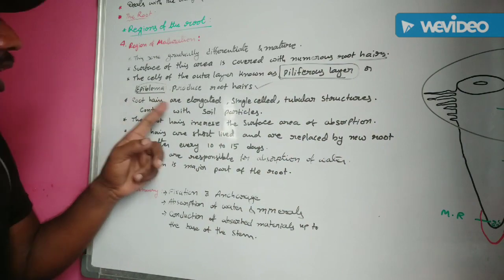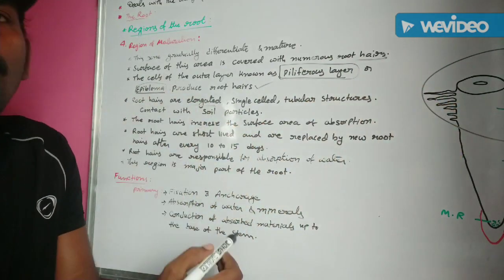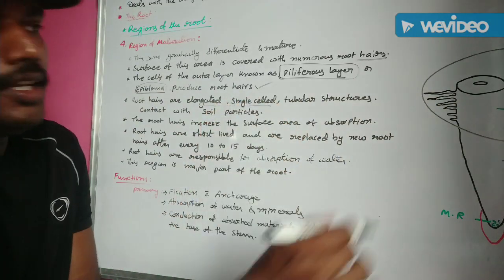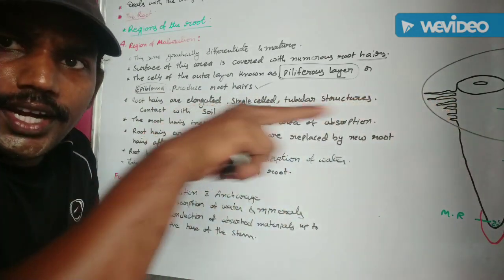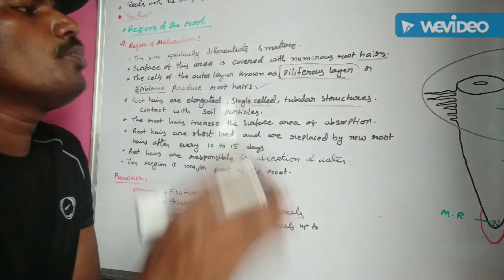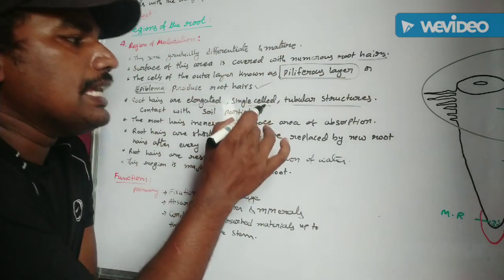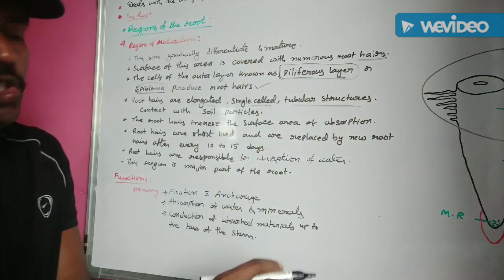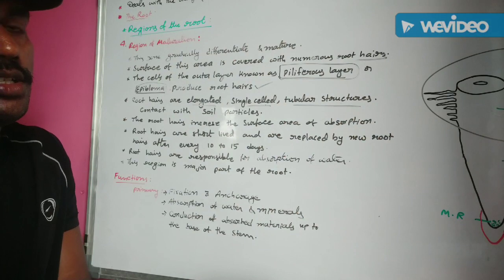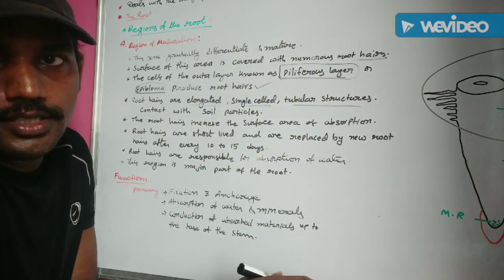Next one. Root hairs are elongated. These root hairs are elongated and also single celled. This one is a single cell, an elongated single cell. These are tubular structures. Root hairs are elongated, single-celled, tubular structures. These root hairs are mainly in contact with the soil particles.